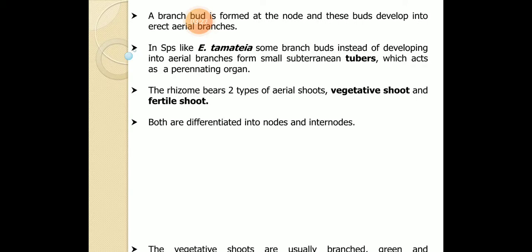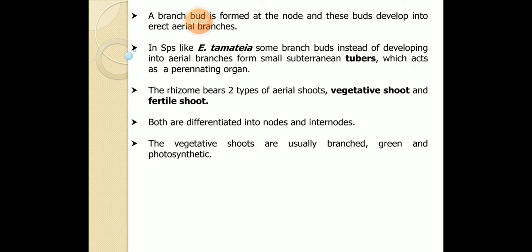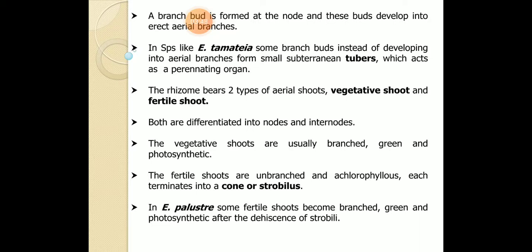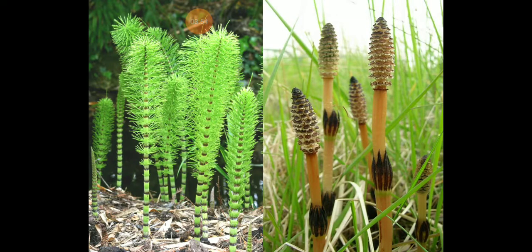Both the aerial shoot and the fertile shoot have nodes and internodal regions. The vegetative shoots are highly branched, green and photosynthetic, but the fertile shoot bears the strobilus, or cone-like structure, at the tip, which helps in reproduction. This is the structure of Equisetum. The first one is the natural vegetative branching. The second one is the shoot having the cones. The tip is called the strobilus or cone region.